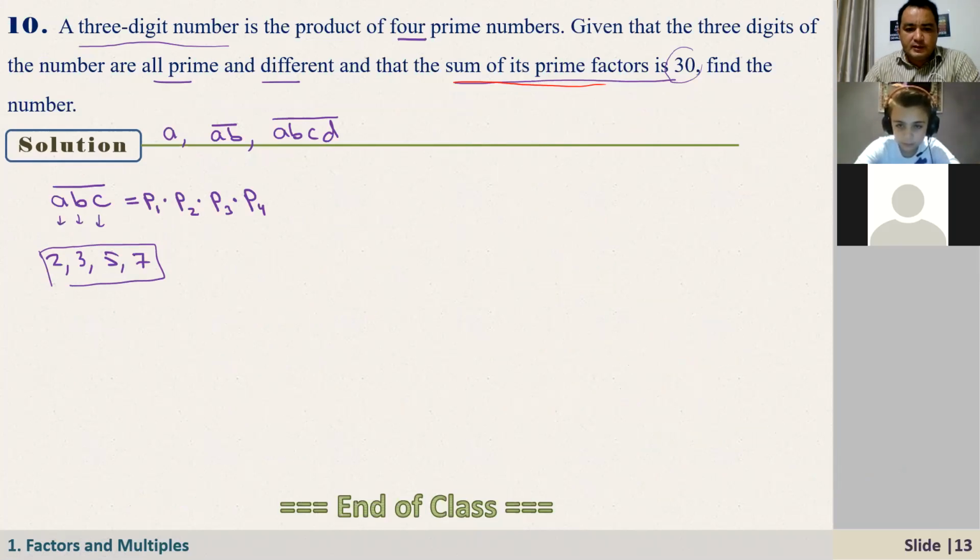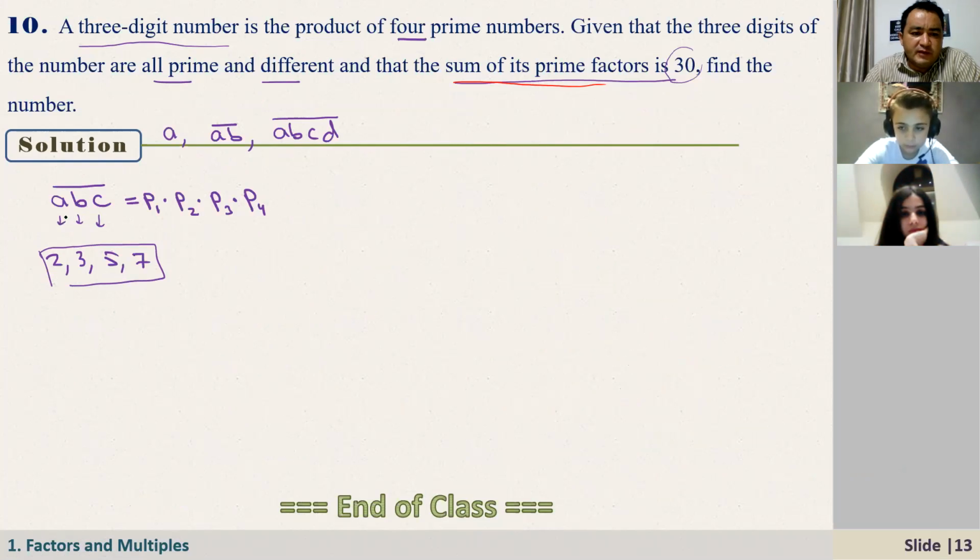About this question, let me just give you some hint, okay? You think about this, and in the next class, we will discuss this more. It is a kind of question that you may have in Math Olympiad or SASMO. A three-digit number is the product of four prime numbers. Here we have A, B, C, that's the three-digit number. P1, P2, P3, P4 are four prime numbers. Given that the three digits of the number are all prime and different, and the sum of its prime factors is 30.